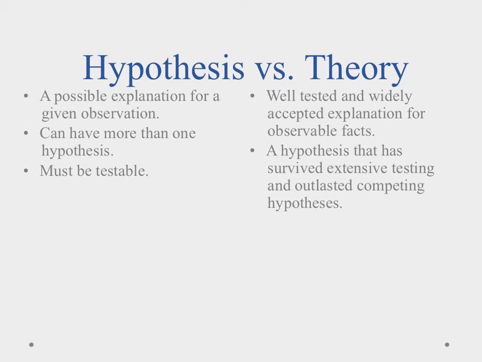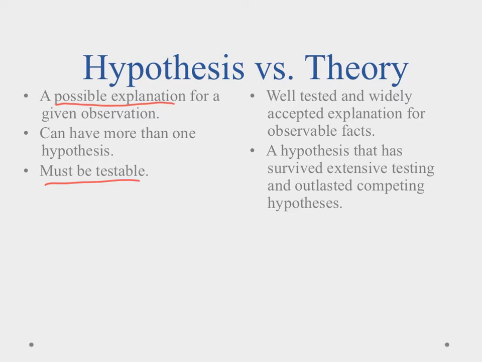Okay, so the first thing we're going to talk about is a hypothesis and a theory. See what the difference is between the two. A hypothesis is a possible explanation for a given observation. So if you make an observation and you try and explain it, that's going to be a hypothesis. However, it has to be testable. That's why we do experimentation in science, and you can have more than one. Now, when we test them in these experiments, we're seeing whether or not our explanation holds up to further observations.